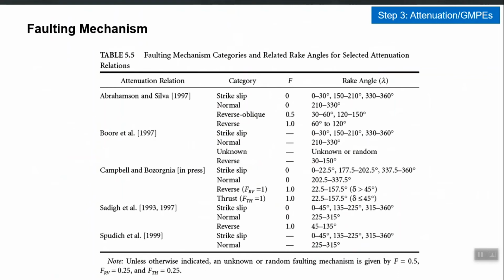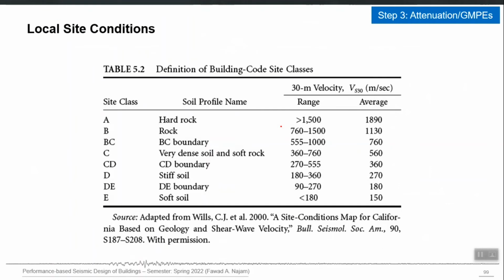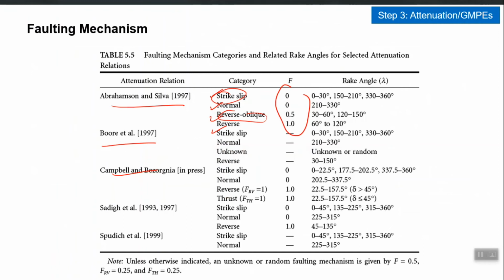This is an example of what should be the value of F in different GMPEs for different types of fault, right? So, for strike slip, F should be 0. For reverse oblique, F should be 0.5. Similarly, S also, in some of the tables, you will find guidelines about what should be the value of S.